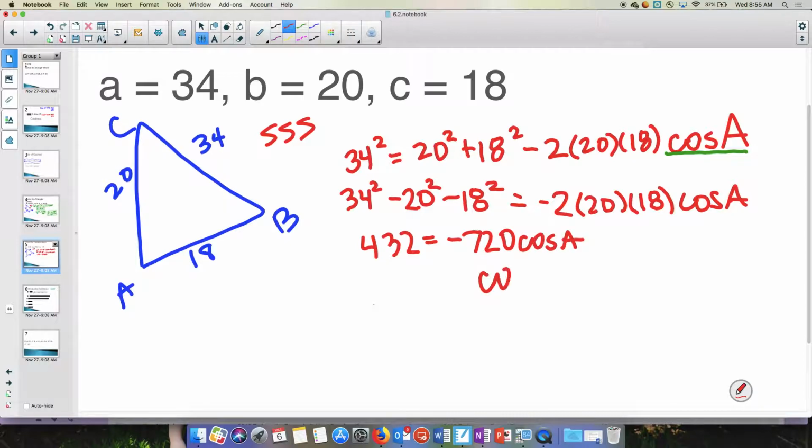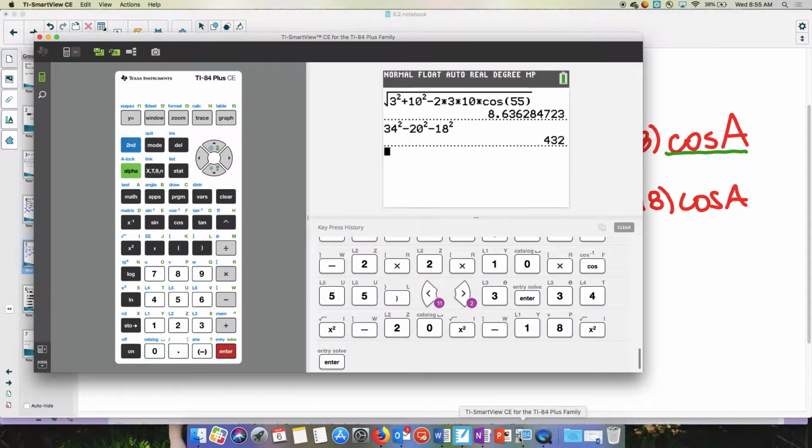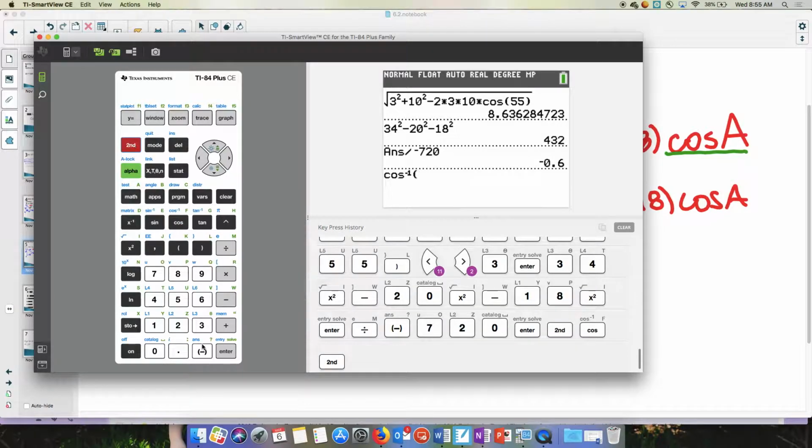Okay. Now, you don't have to put all of these steps on your paper, but what's happening is we have that 432 and we're dividing by negative 720, and that's what the cosine of A equals. So if we take 432 and we divide by negative 720, we have negative 0.6. We need to do the inverse cosine of that angle to get the A out of the cosine to solve for it.